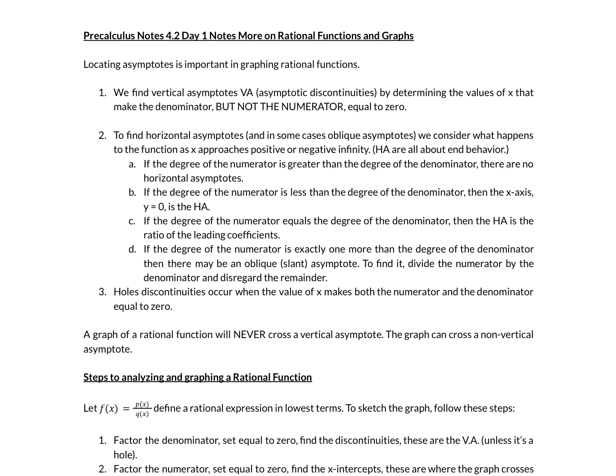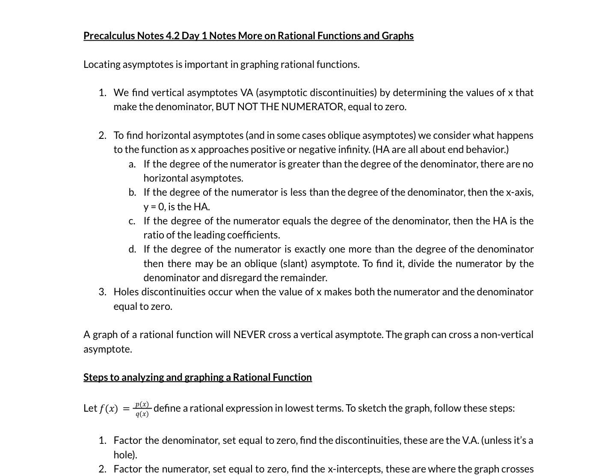So these are all of our notes over 4.2, rational functions and graphs. This is a lot of information. This is eventually going to be things that you have to have fully memorized, of how to find vertical asymptote, horizontal asymptote, and all that kind of stuff. So you have seen this before. It's just maybe been a minute since you kind of thought about it.